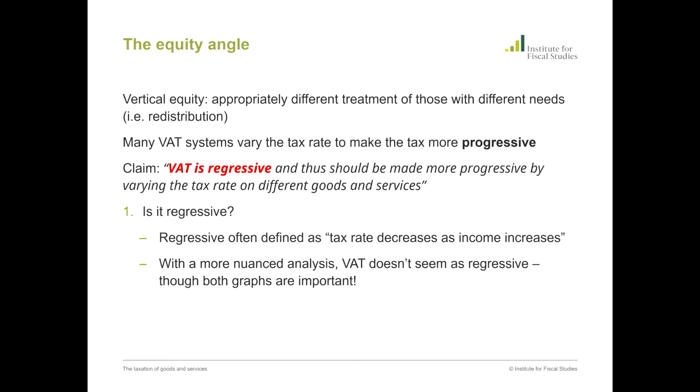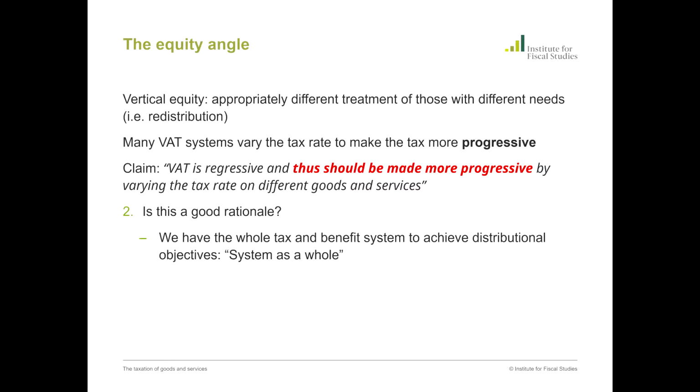But even if you did think that VAT was regressive, even if you just took that first graph, there's a second part to this claim, which says that the VAT system should be made more progressive by varying the tax rate on different goods and services. Now, does this make sense? Well, remember what I mentioned earlier about evaluating the system as a whole. We have different taxes, different benefits we can use to achieve distributional objectives. Now, to show what I mean in the context of the VAT system on this point, I'm going to show you some research that we've been doing in Ghana and some other low and middle income countries about the distributional impacts of the VAT system in those countries.